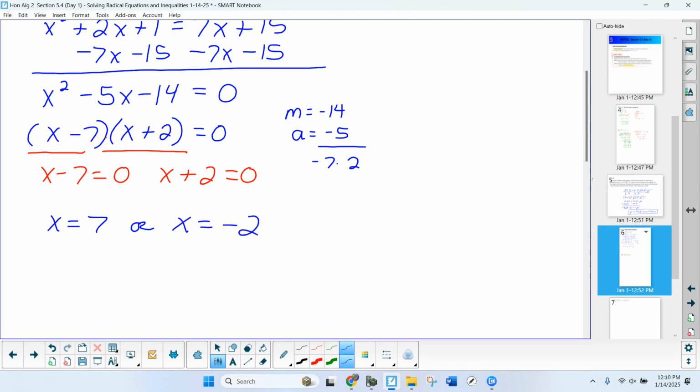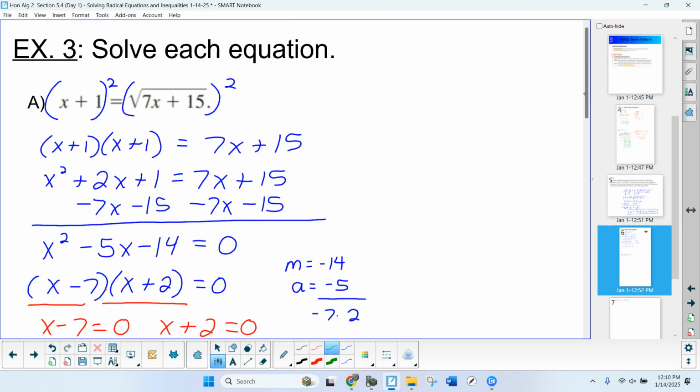Is everybody okay with just how I solved this? All right, when you check, you always check back in the original problem. So I'm going to go all the way back here, and the first one I'm going to check is x equals 7. So I have 7 plus 1. Does that equal the square root of 7 times 7 plus 15? Okay, what's 7 plus 1? 8. What's 7 plus 7?